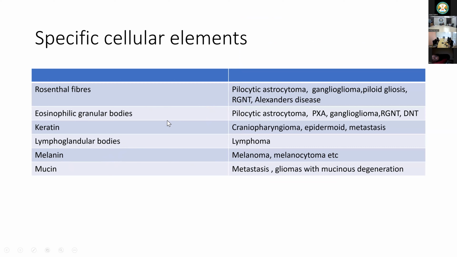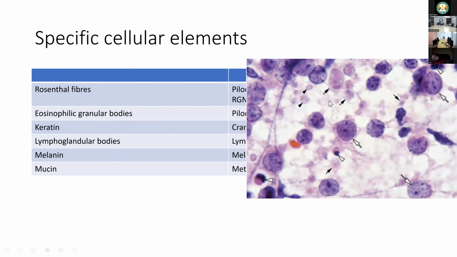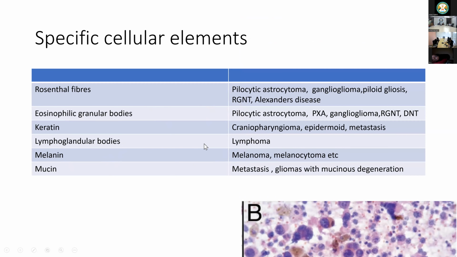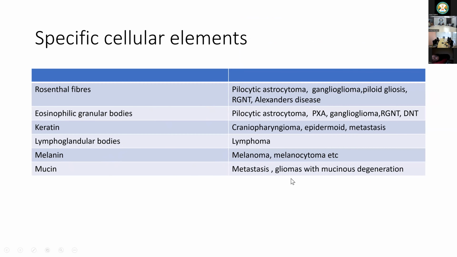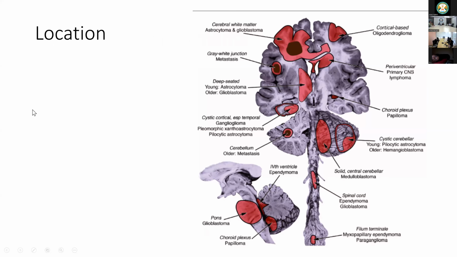Lymphoglandular bodies, as we all know, are found in the background of lymphomas. Then melanin can be found in case of melanomas or melanocytomas. And mucin can be found in metastasis or some gliomas with myxoid degeneration.